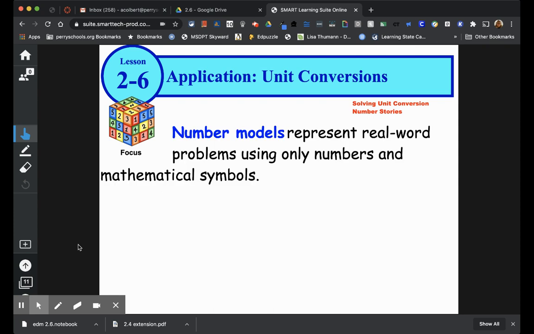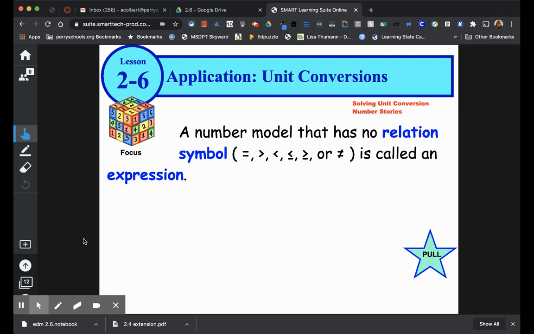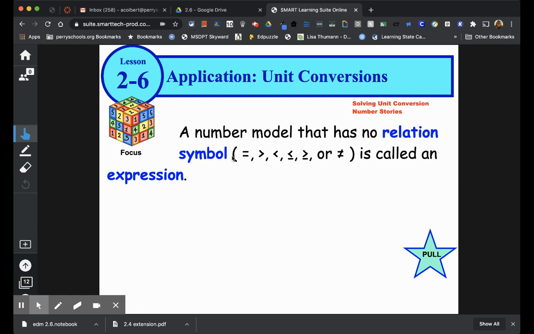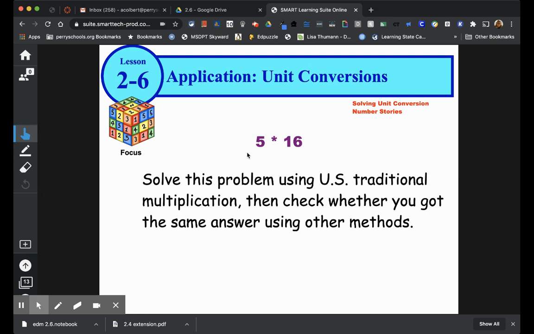Number models represent real-world problems using only numbers and mathematical symbols. A number model that has no relation symbol, so equal, greater than, less than, or equal, greater than or equal, or not equal, that's called an expression. So a number model without these is called an expression. 5 times 16. This is an expression, okay? If we were to solve this, it would become a number model, okay? Right now, it's an expression.